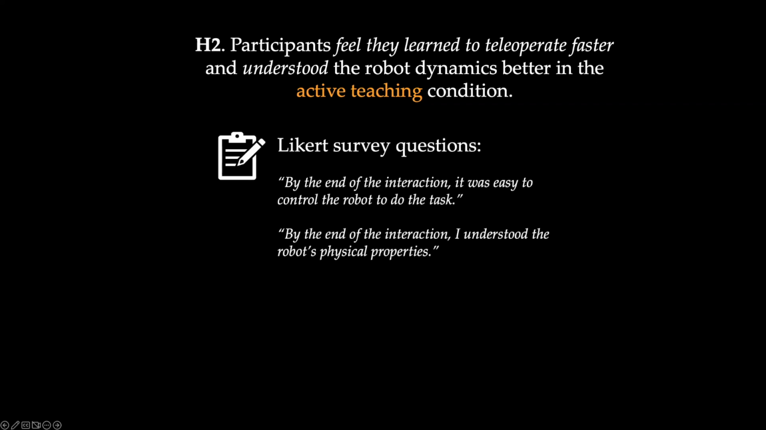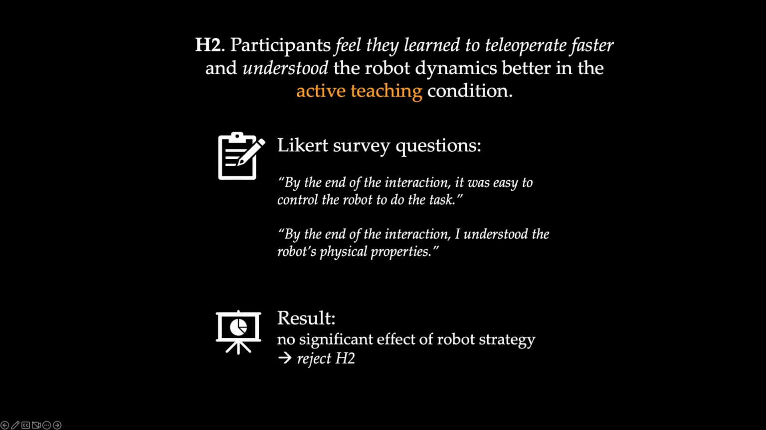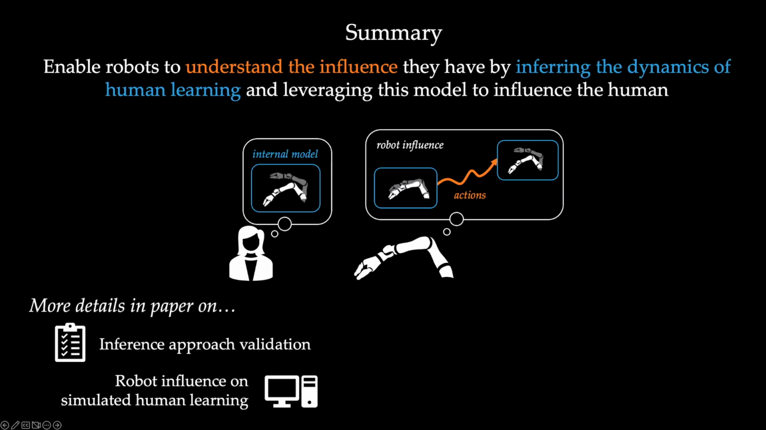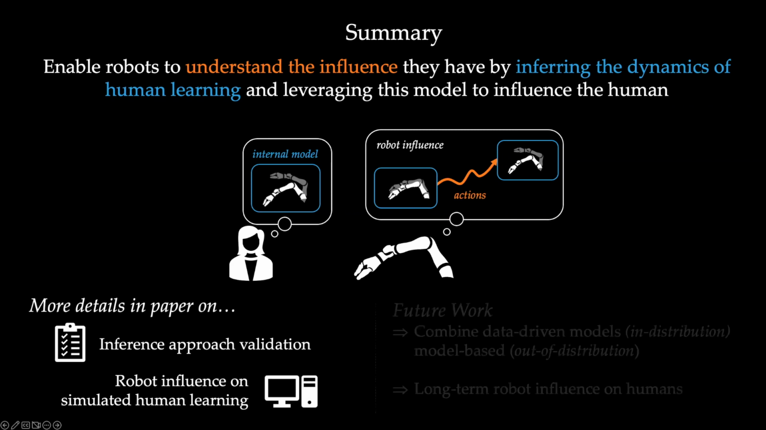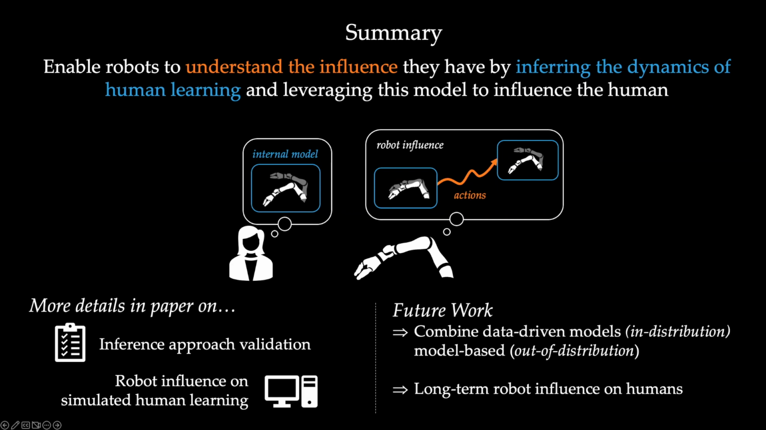We further ran an ANOVA on the Likert survey questions, but we did not find a significant effect of the robot strategy, rejecting hypothesis 2. In this work, we take a step towards modeling the dynamics of human learning and influencing it through robot actions. In the future, we are excited about more work towards long-term and stable robot influence.